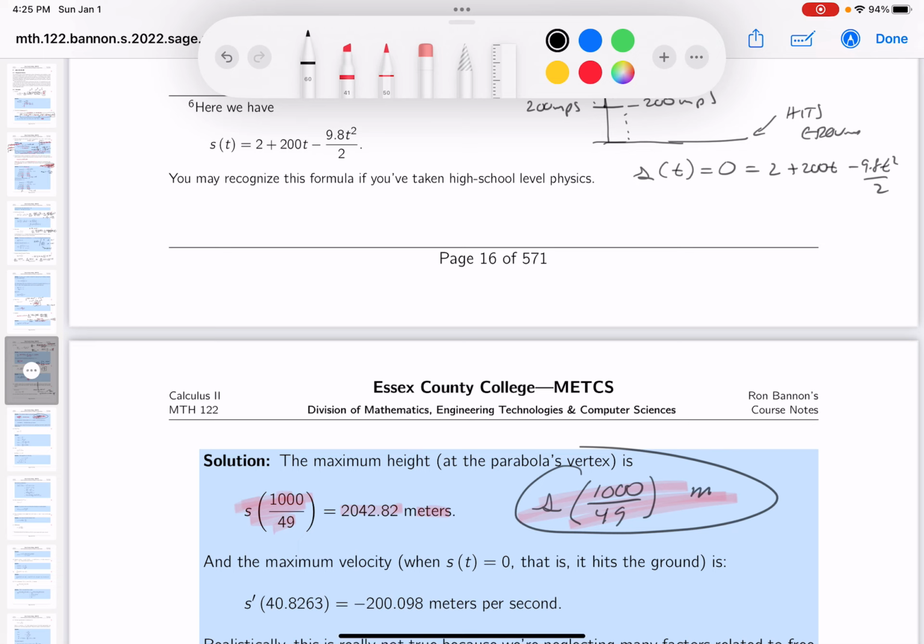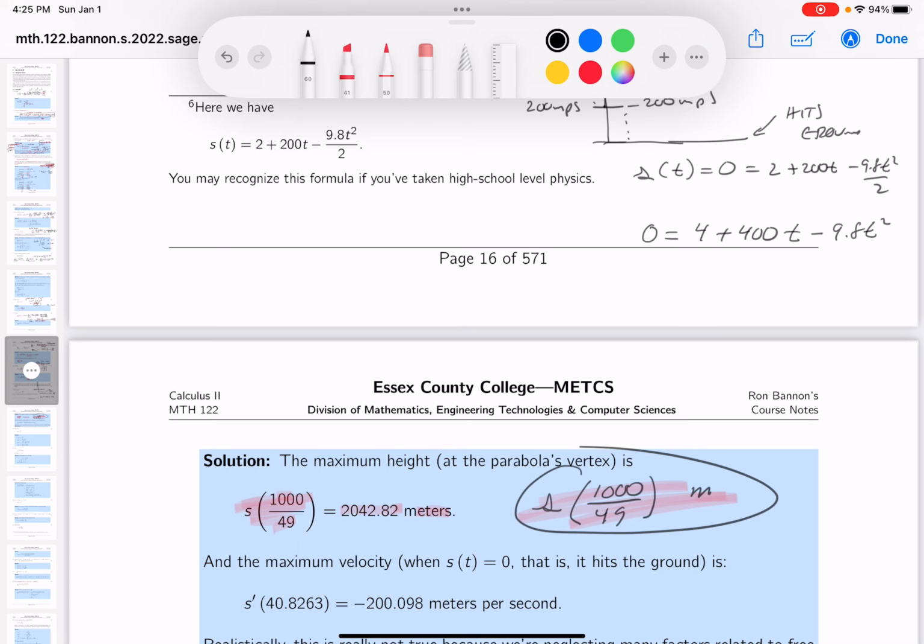And it's going to be, let's take a look at that. Oh, a tough one, isn't it? So I'm going to multiply both sides by 2, and you would get 0 equals 4 plus 400 T minus 9.8 T squared.